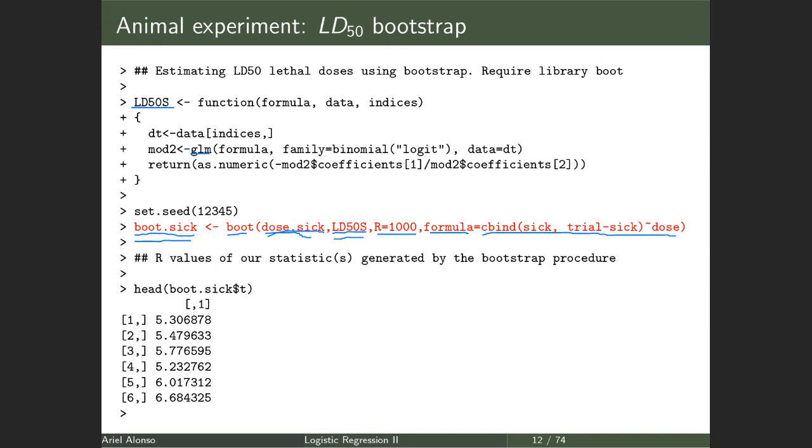And for instance, if you do this head over here and you ask for t, what you get over here are the different values for the LD50. For instance, for the very first bootstrap sample, you got a lethal dose 50 of 5.30. For the second bootstrap sample, you got a dose of 5.5. Here was a little bit higher, 5.75, etc. Here was around 6.7, etc. These are the bootstrap samples of LD50, the ones you obtain.